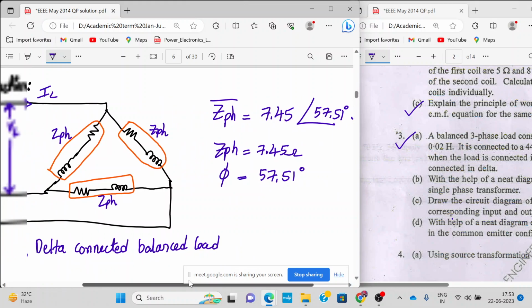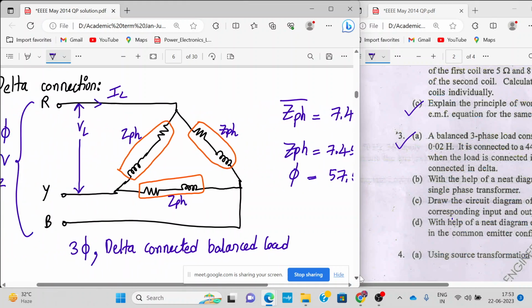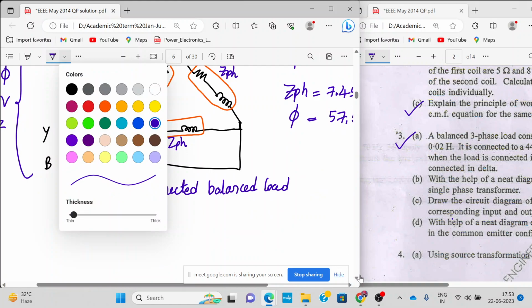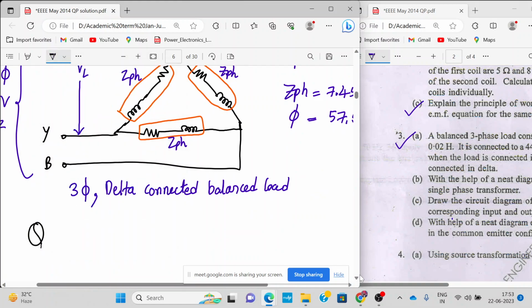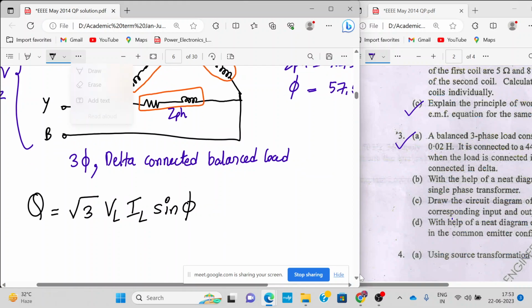So what will be different is, again, here also what do we need to find out? We need to find out Q, the reactive power. Anyone knows the formula of Q? Root 3 VL IL sin phi. Correct. So VL is known to you.